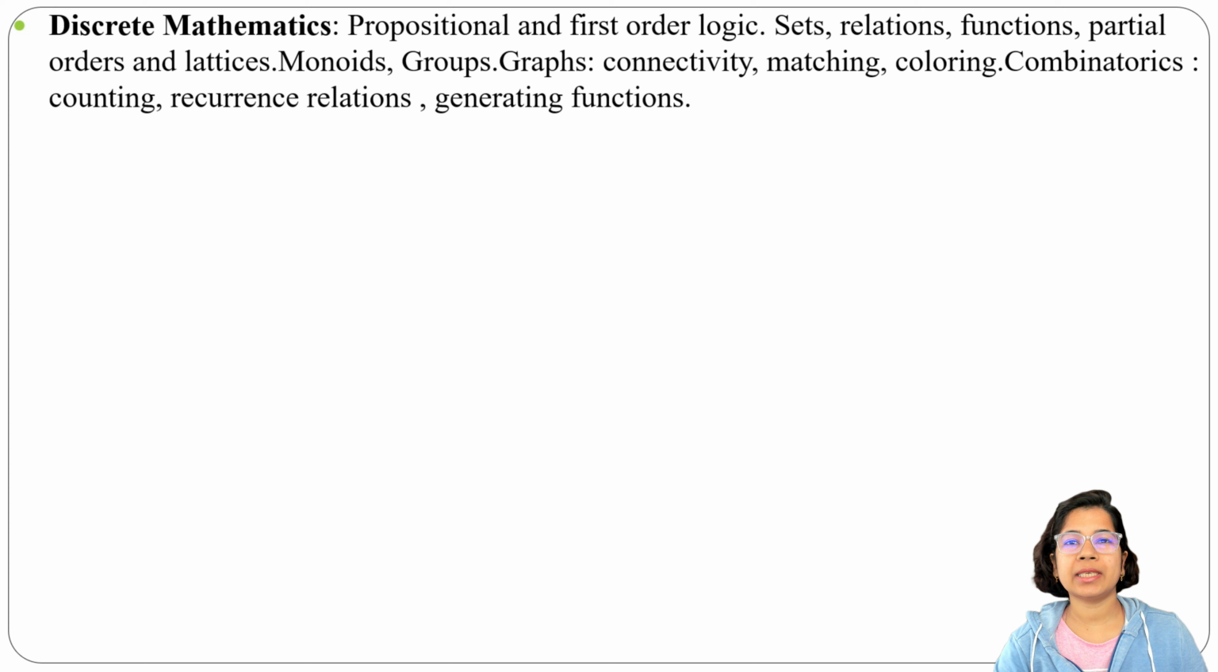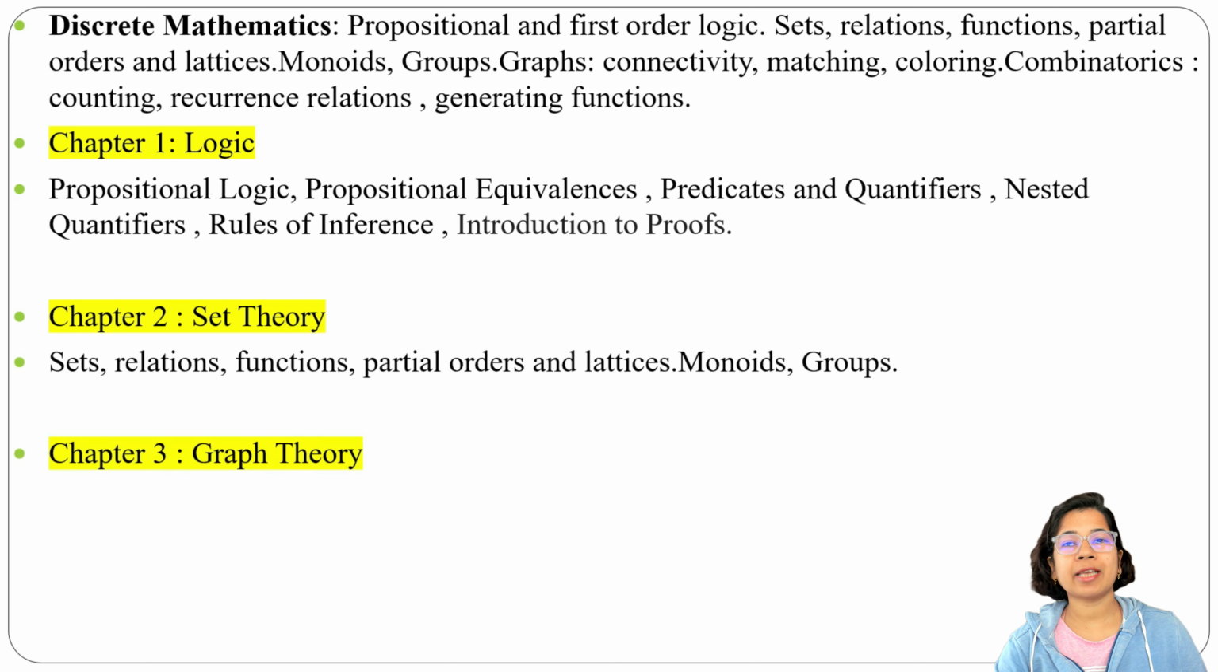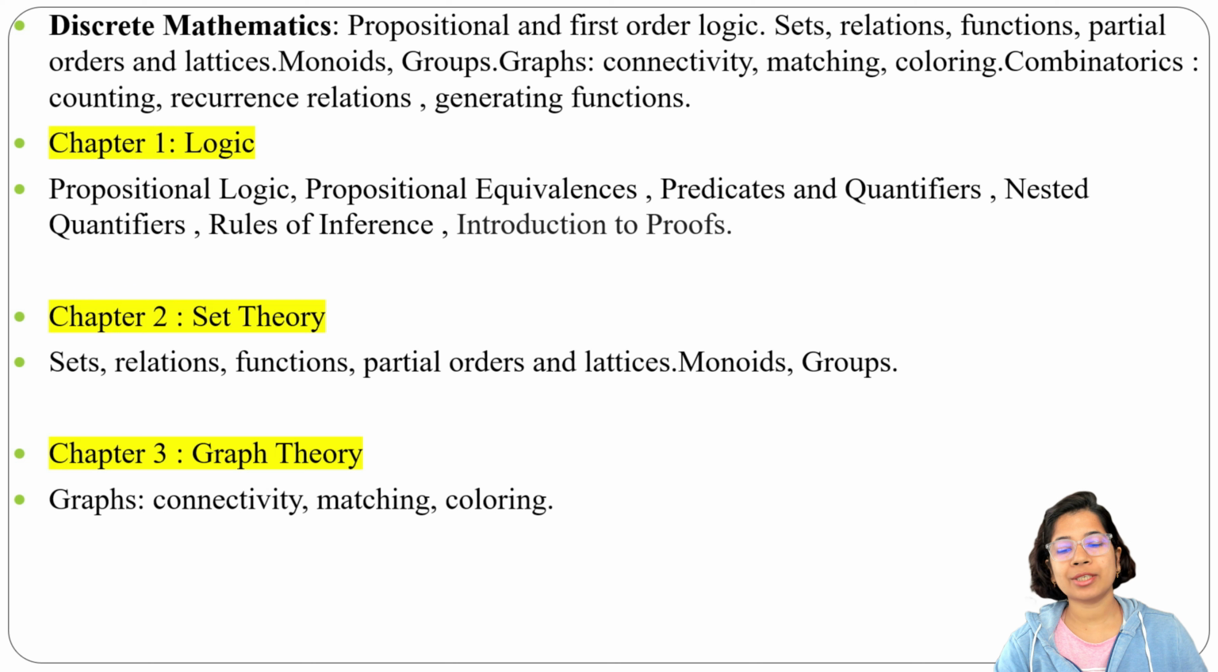This is our discrete mathematics syllabus. From this, I already discussed chapter 1, it's about logic. Chapter 2, it's about set theory. Next is chapter 3, it's about graph theory. In graph theory, I will discuss connectivity, matching and coloring.